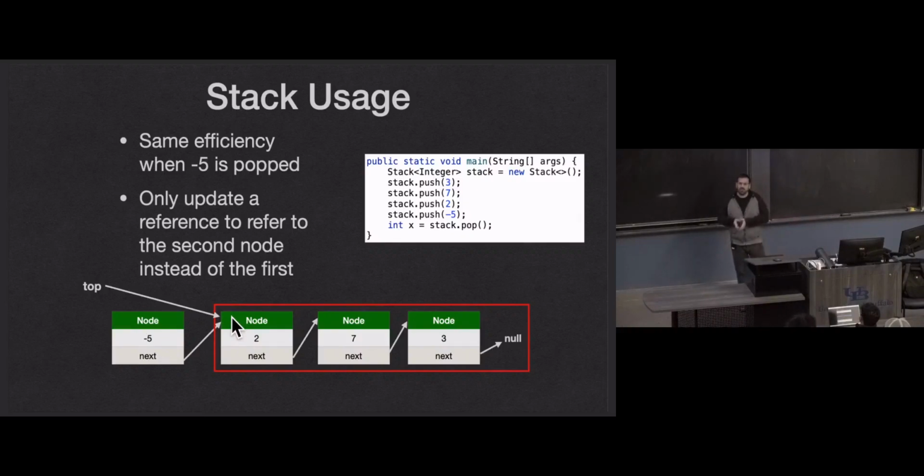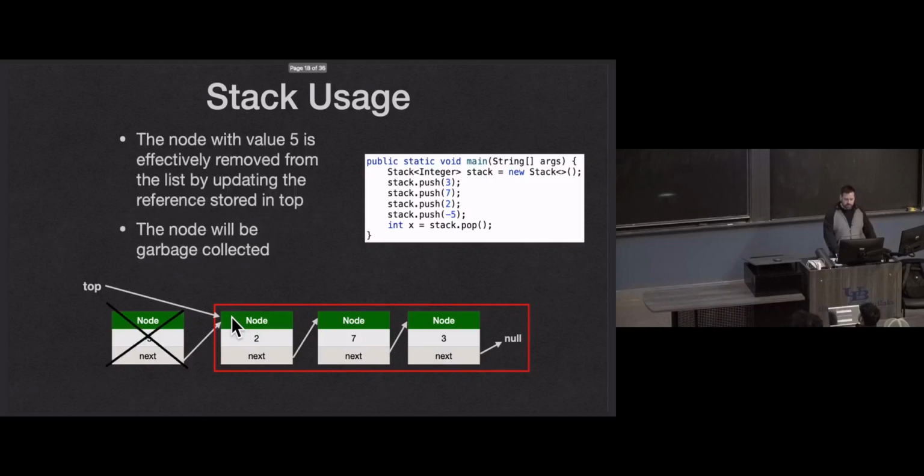We have a reference to the head of the linked list, and we just update that reference to be a reference to the second element instead of the first, the second node instead of the first node. And that's it. That's how we remove the first element from a linked list. And then that -5 node is going to get garbage collected. We no longer have a reference to it. We have no way of accessing it. So Java's going to come along and say, I want that memory back that I gave you for that node.